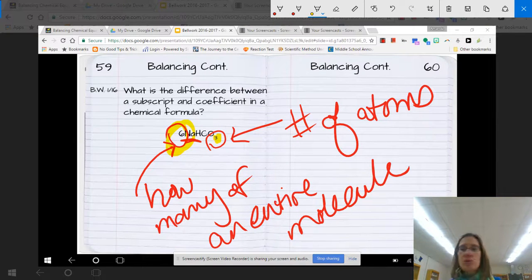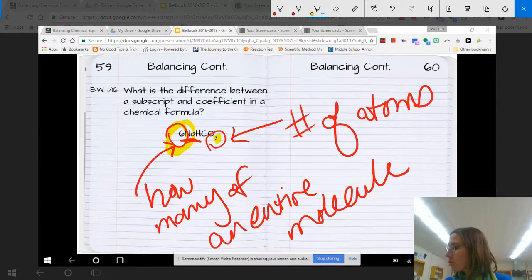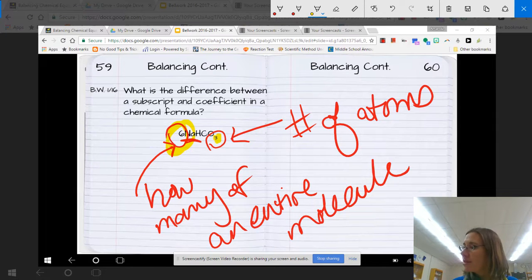So step number 2, figure out which atoms or elements don't match. So if you have 4 hydrogen on the reactant side and only 2 hydrogen on the product side, that does not match. So what do you have to do? That's step number 3, the long one. It says, put coefficient in front of the compound containing the element in question on whichever side has fewer atoms. So if you have fewer hydrogen on the product side, that's where you're going to put the coefficient, right?